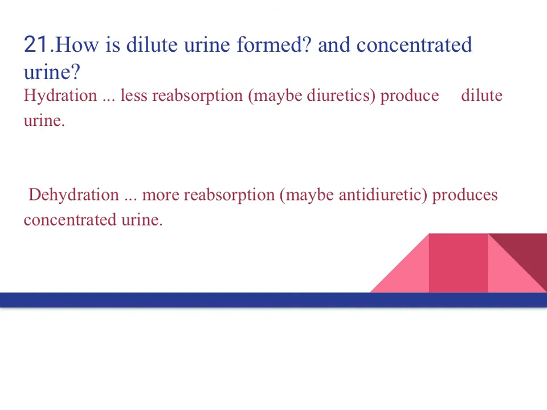Usually you'll form dilute urine when you're very well hydrated. Usually when you're underhydrated, you'll form a more concentrated urine. So dehydration occurs because of more reabsorption.